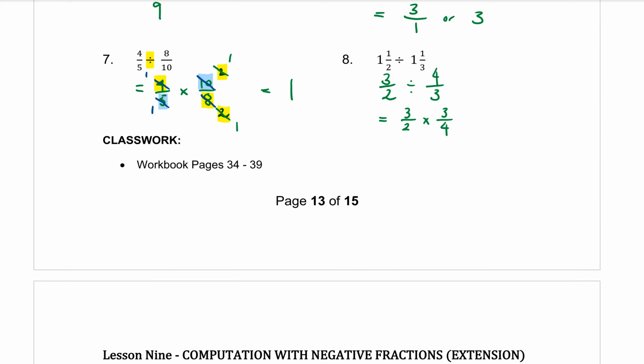Timesing, we're looking for cancelling. The 3 and the 4. Nope, nothing to cancel there. The 2 and the 3. Nope, nothing to cancel there. So all we can do is times what's on there. 3 times 3 is 9 on the top, and 2 times 4 is 8 on the bottom. Because that is an improper fraction, we can change that to a mixed numeral, which is 1 and 1/8 if we like, but I will also accept 9/8 as an answer as well.